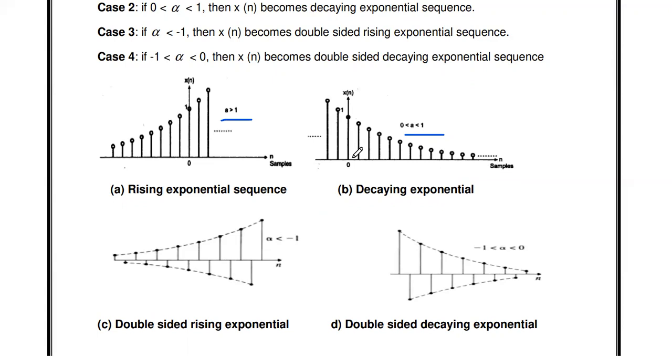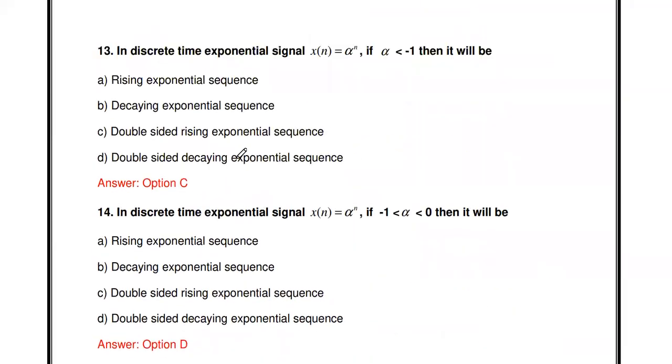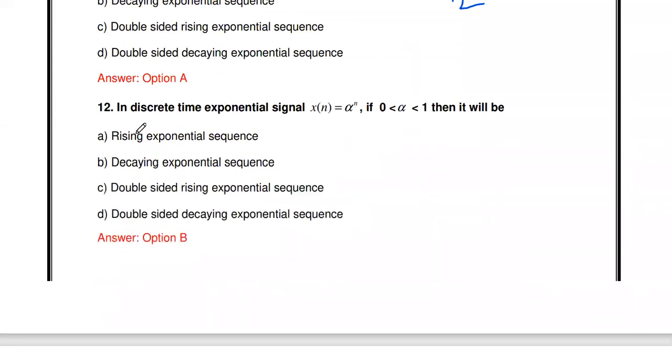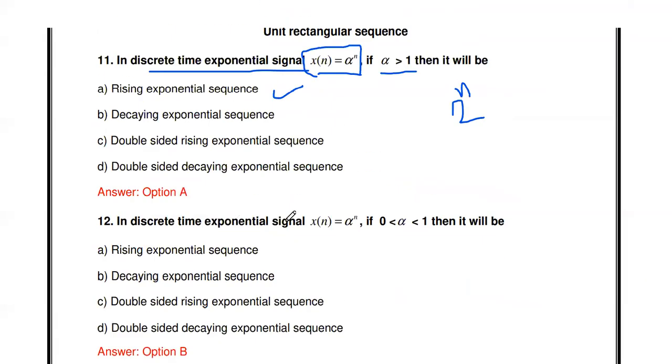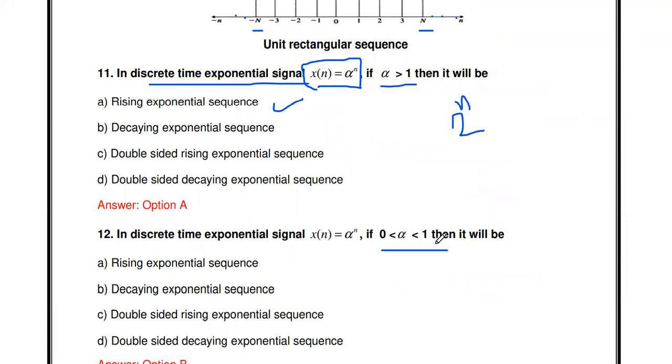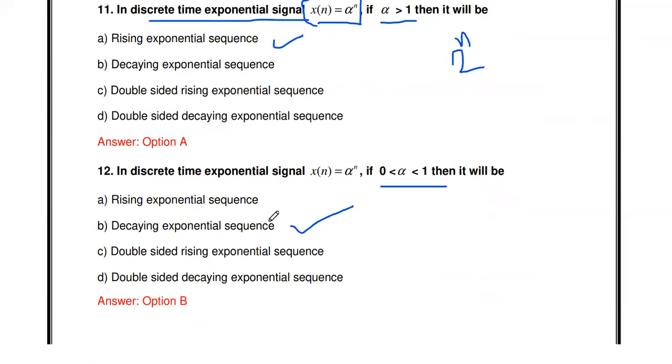Or exponentially reducing. So you see the next question, in the discrete exponential signal: if alpha is between 0 and 1, then it is called a decaying exponential.